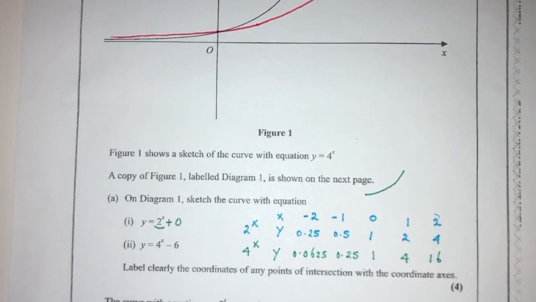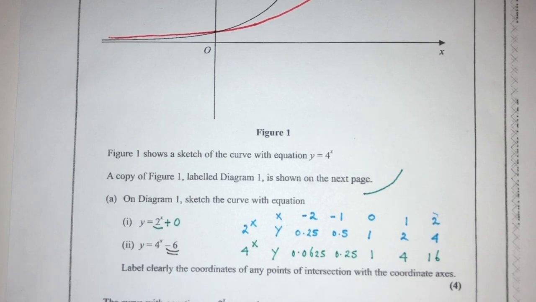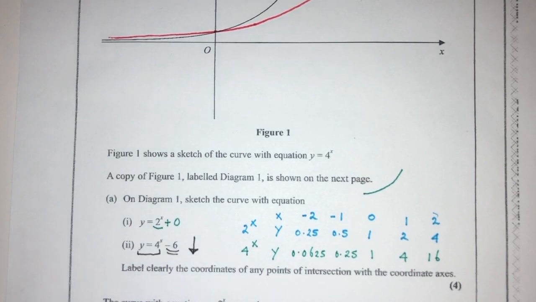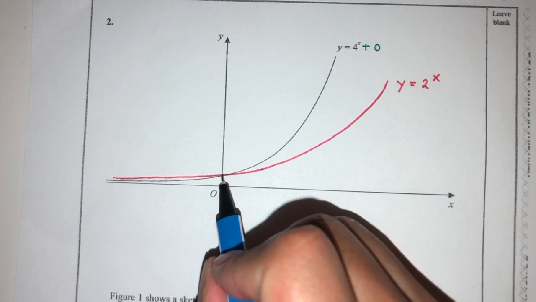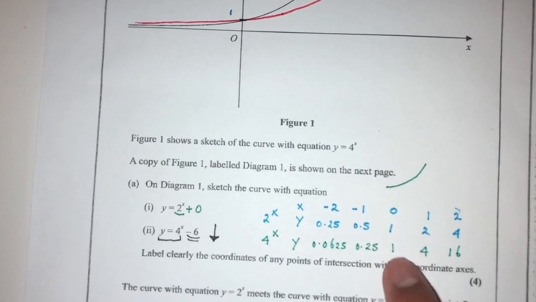Now for part 2, here we have to draw y equal to 4 power x minus 6. So pretty easy. The idea is that here we have this graph already given to you. Now the minus 6 means we have to move the graph downwards by 6 units. So this point is what? It is the point 1, 1, right?